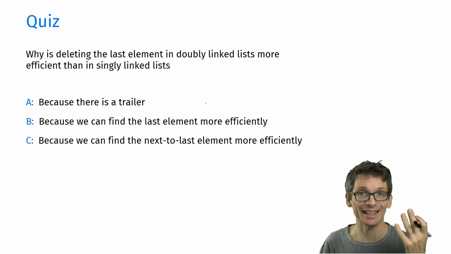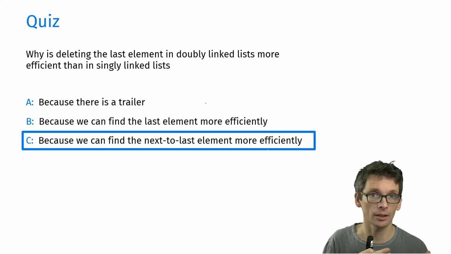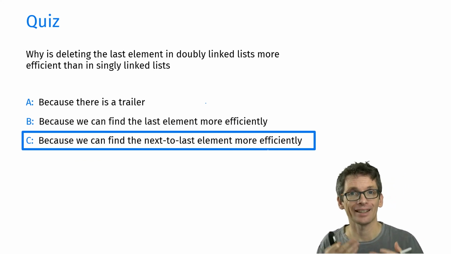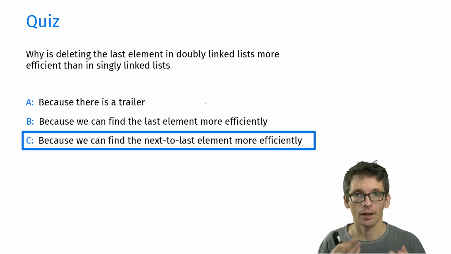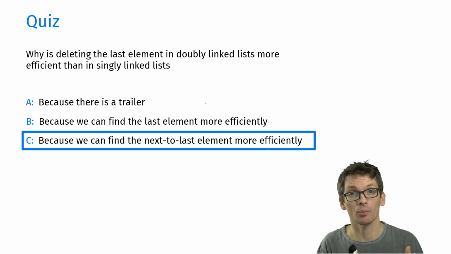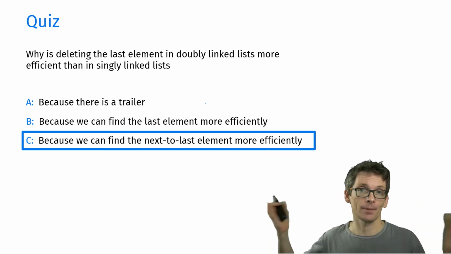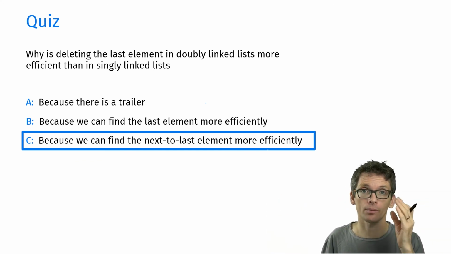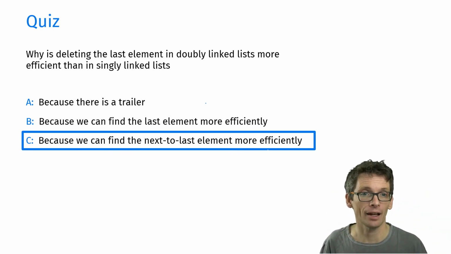The correct answer is C. So both in singly linked list and doubly linked list, if we want to, we can have a trailer or a tail. We called it tail for the singly linked list. And that gives us efficient access to the last element. But the problem for the singly linked list was that we cannot get the next to last element. But for the doubly linked list, that is no problem, because from the last element, we can simply follow the previous pointer to find that.